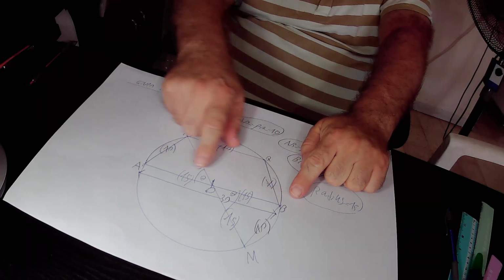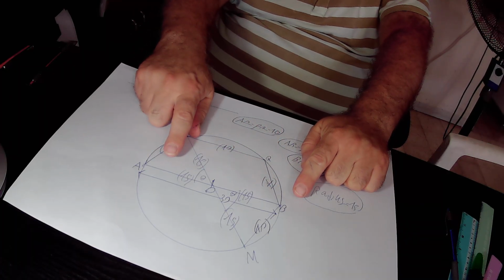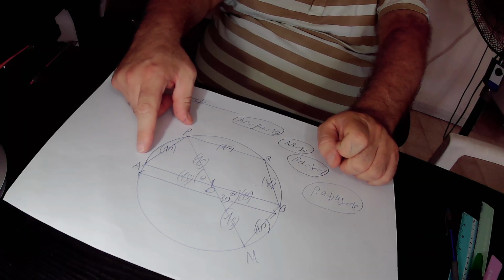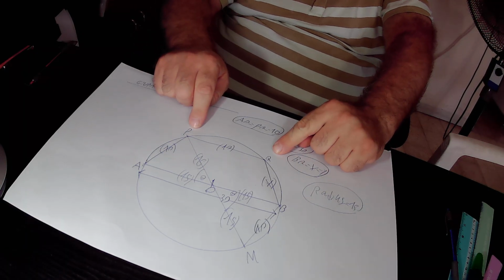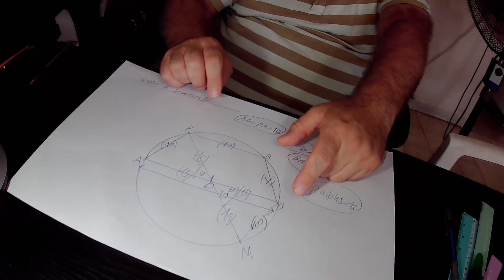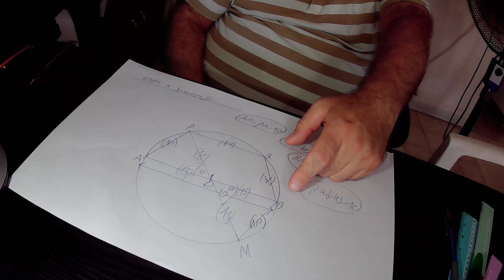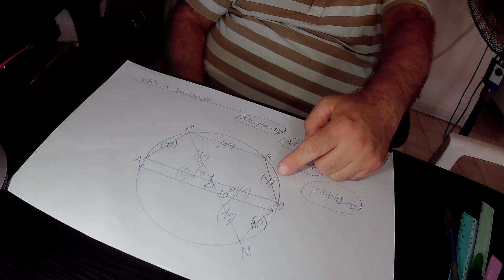AB, that is the diameter of this semicircle, equals 30 units. Chord AP, or chord PA, equals 10 units. Chord PQ also equals 10 units. And our mission is to find the length of chord QB, that is equal to x. We have to find the value of x.